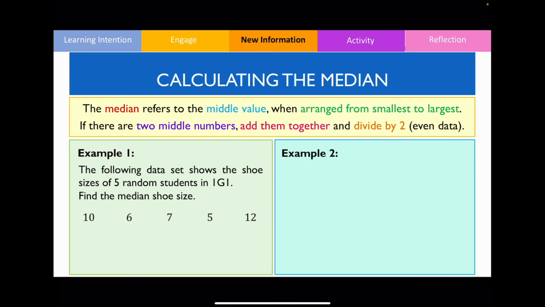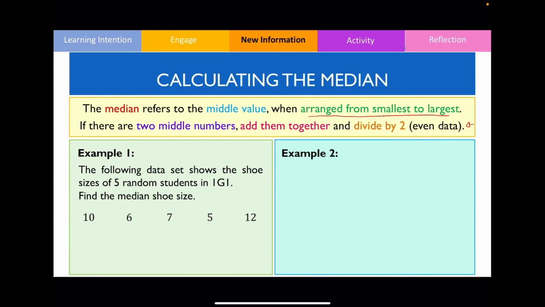So the median is the middle value of a dataset, and it must always be rearranged or reordered from smallest to largest. Okay, so that's probably the most important part of this slide. And if there are two middle numbers, what we need to do is add them together and divide by 2. And this is only applicable when you have an even number of data values.